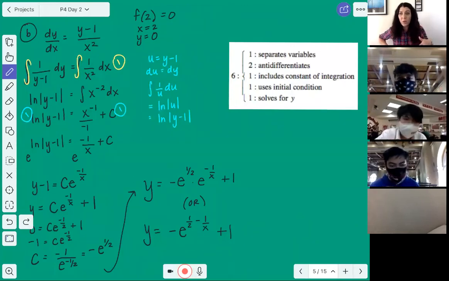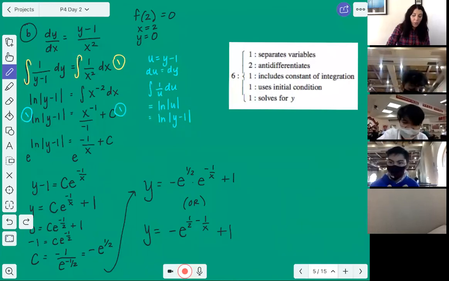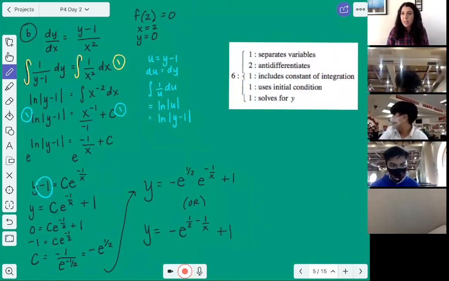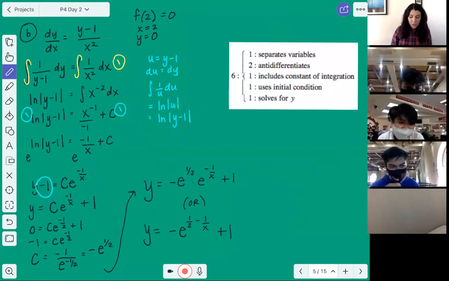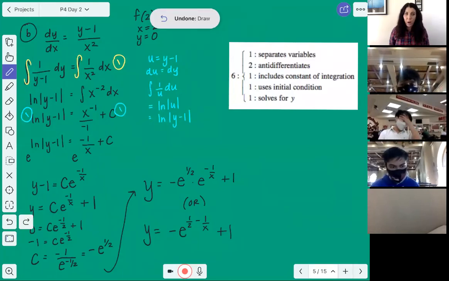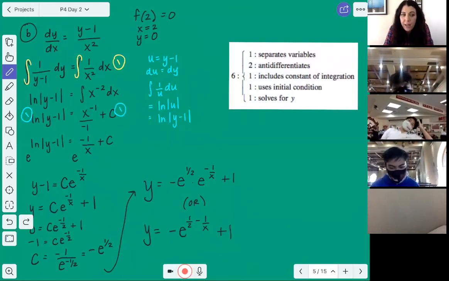It's not worth points to do all this stuff, but there's a way to miss points if you mess it up. So to isolate y, we need to add this 1. For some reason, that's a step a lot of guys forget. Like they'll just write y equals ce to the negative 1 over x, and they'll forget the plus 1. So just be cautious there. Make sure you're isolating your y. You get y equals ce to the negative 1 over x.